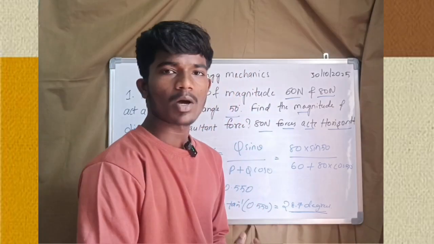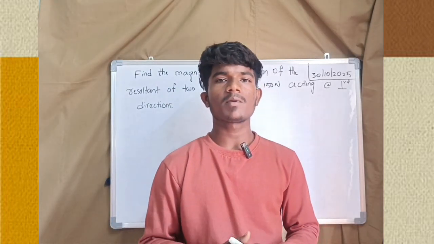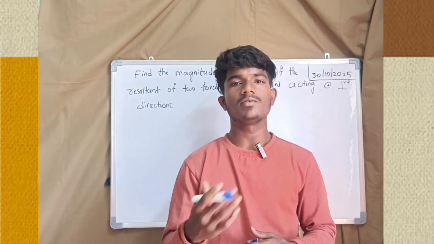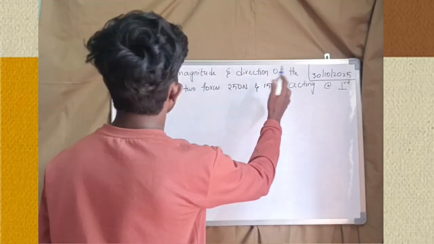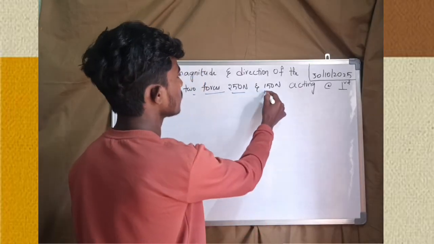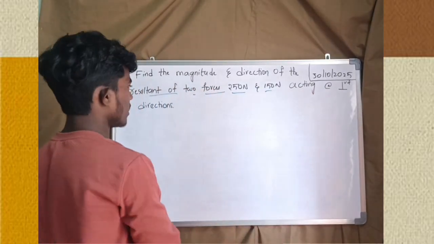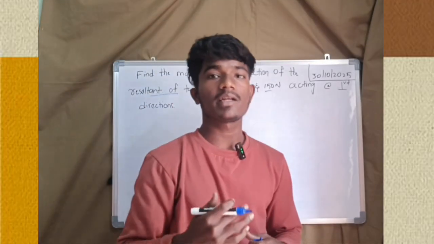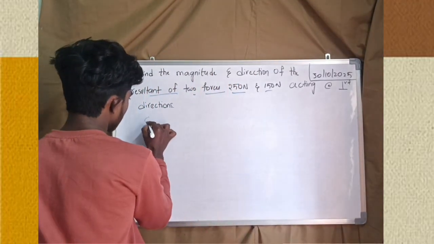This is the basic problem and simplest problem. Same as that, in this problem also we are going to find out the magnitude and direction. Find the magnitude and direction of the resultant of two forces, 250 newtons and 150 newtons, acting at mutually perpendicular directions. Mutually perpendicular directions is the hint. Remember that it will be used in the solution.